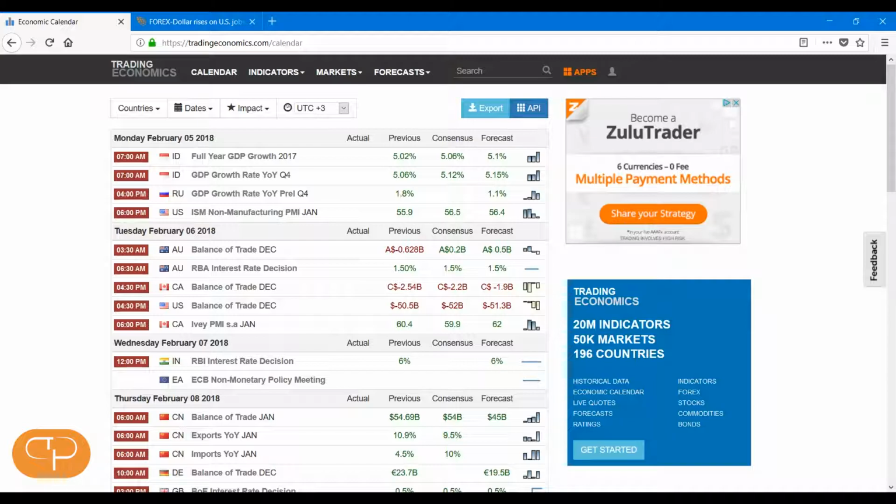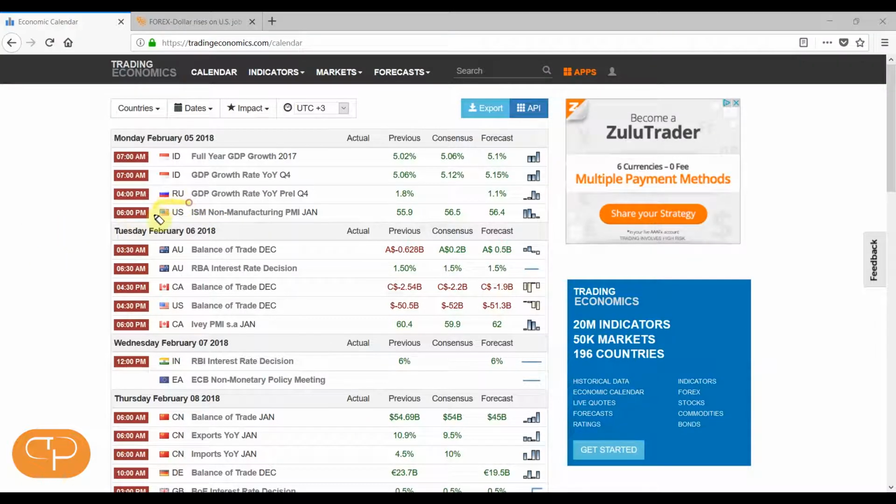Now let's check the fundamentals. We have the economic calendar with news regarding, on Monday the US dollar, Tuesday for the Australian dollar, balance of trade and interest rate decision, and for the US dollar, balance of trade. So these news right here are important market movers and you should be aware of that.